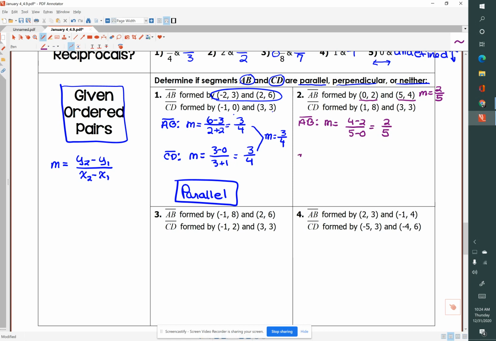Now let's work with CD, line CD. M equals 3 minus 8 over 3 minus 1, which gives us a slope of negative 5 over 2, and that is the negative reciprocal of 2/5. So in this case, M equals negative 5 over 2. So those two lines are perpendicular.